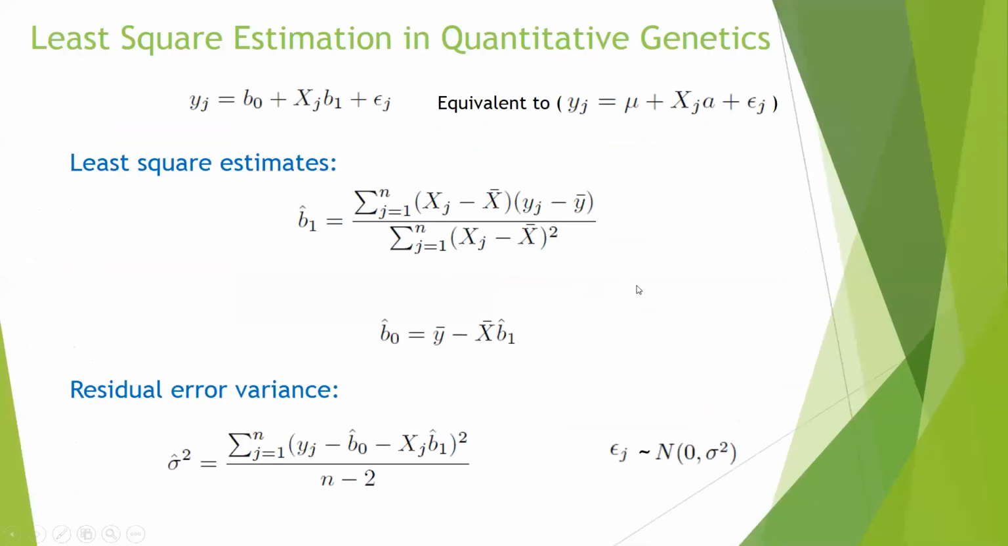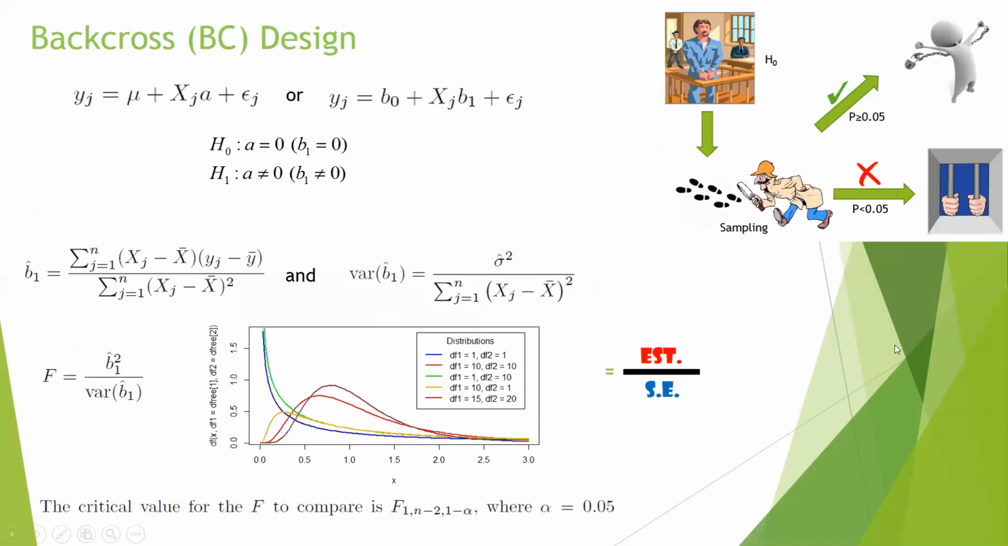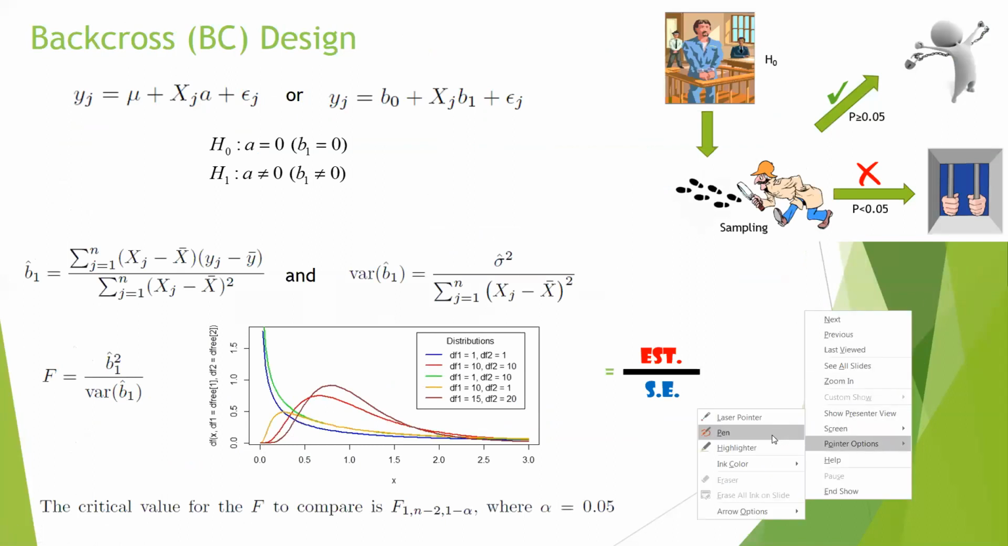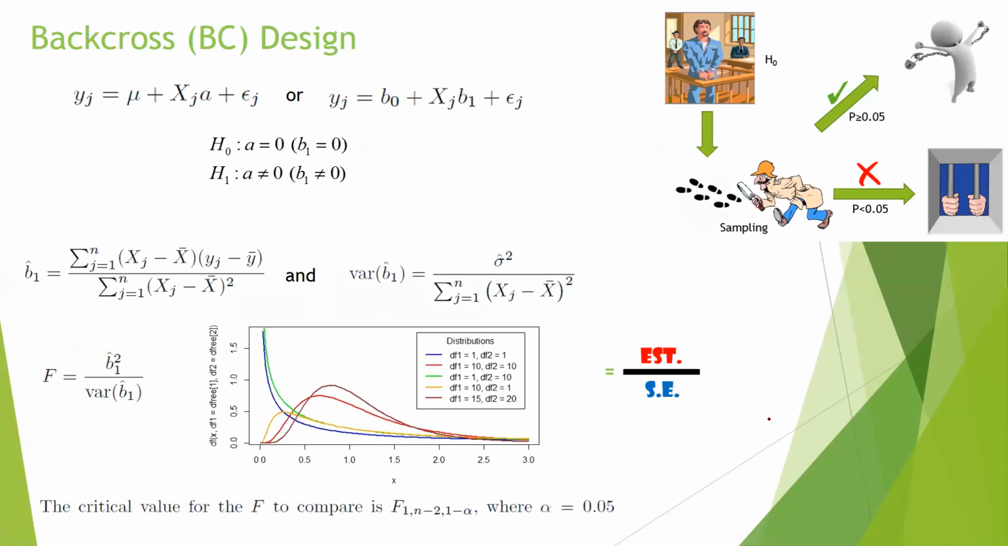This is actually what is happening behind the R code I just showed you. In R, we use this regression model to test whether the slope, or the additive effect, is equal to 0 or not, right? The null hypothesis is that the additive effect is equal to 0, but the alternative is that the additive effect is not equal to 0, which indicates a strong association between this locus and the phenotype.